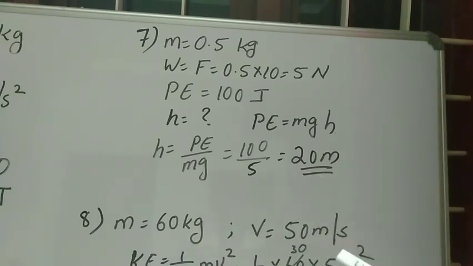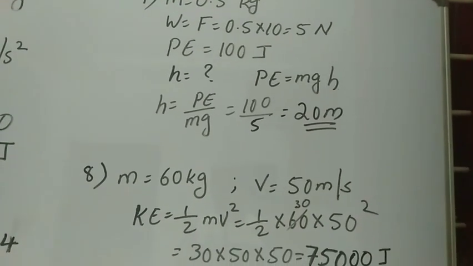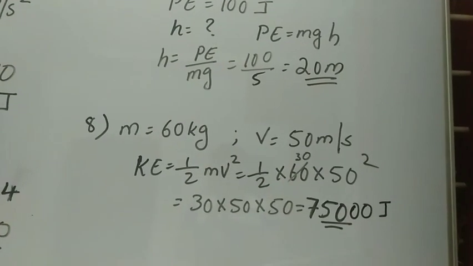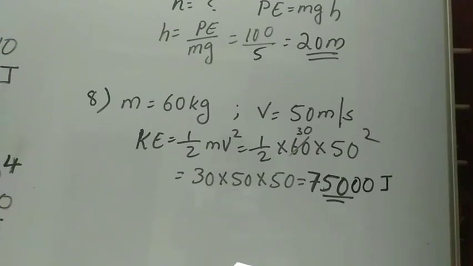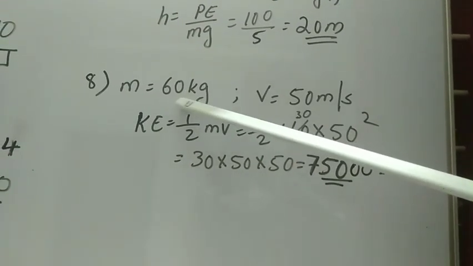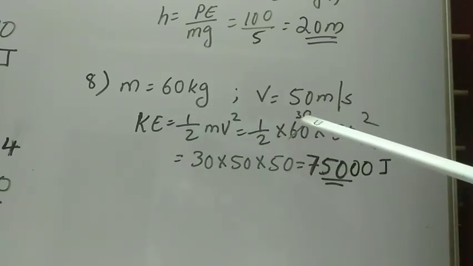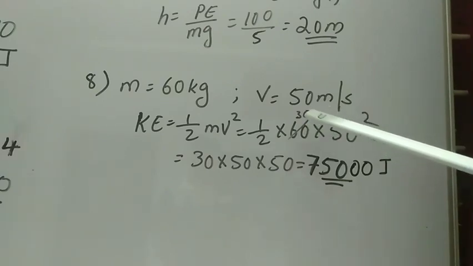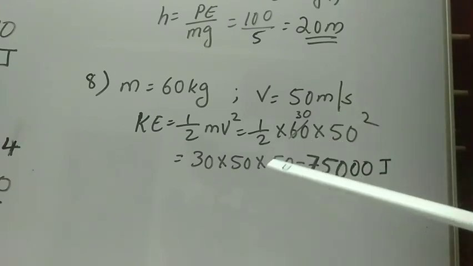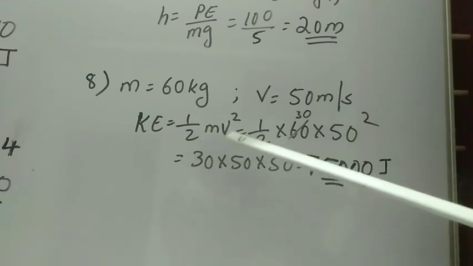Question number 8. So the problems related to potential energy are over. Next we are going to start with the numericals of kinetic energy. Kinetic energy is equal to half mv square. A body of mass 60 kg is moving with a speed of 50 meter per second. Calculate the kinetic energy.